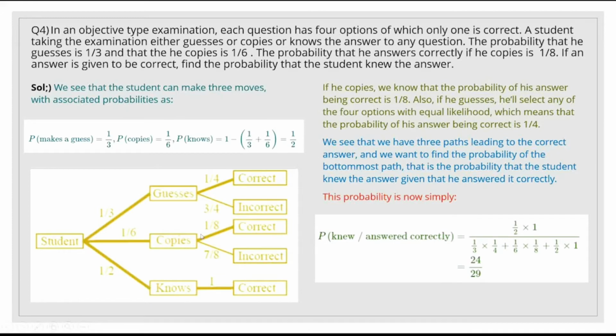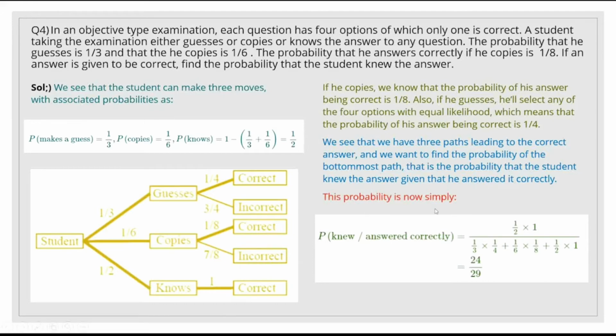If he copies, however, we know that the probability of his answer being correct is 1/8. Also, it is given here. And also, if he guesses, we know that with any of 4 options, which are equally likely, the probability of his answer being correct is 1/4. Now we see that we have 3 paths leading to the correct answer. We want to find the probability of the bottommost path, that is, the probability that the student knew the answer and he answered it correctly.